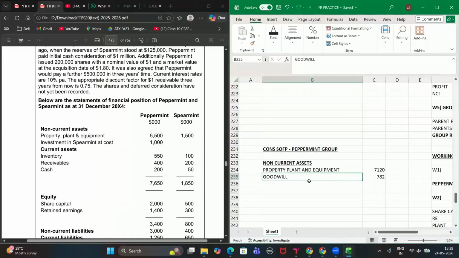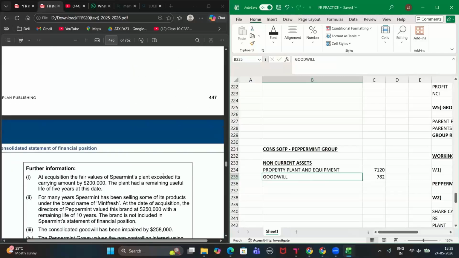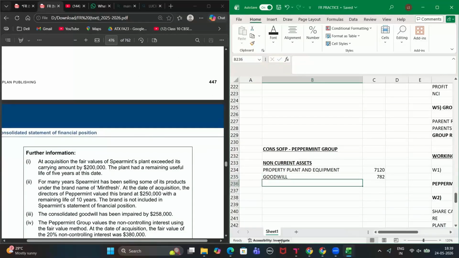What else do we have? Is there anything else? So read the question. Brand. What is the value of the brand? See, the brand's value has not been recognized. So how should we recognize it fully? The brand value's opening was 250 and the depreciation was 50. So how much is it? 200.